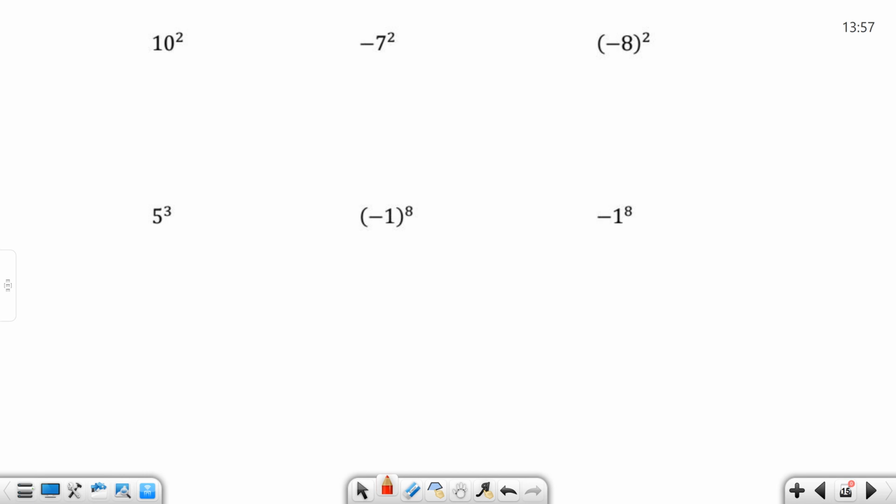So let's look at some examples here. We're going to start, everything on this page is something to a power.